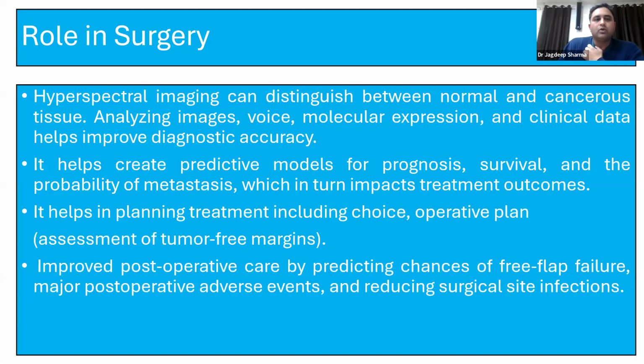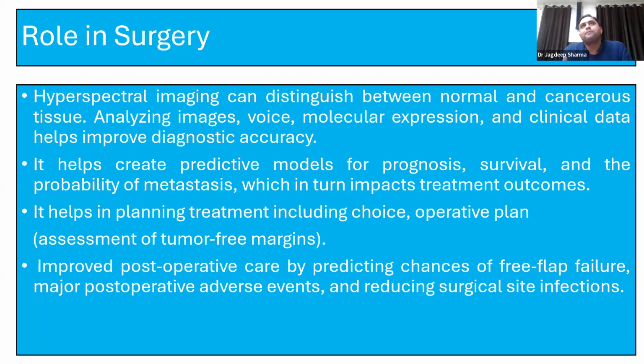Role in surgery: we all know that hyperspectral imaging can distinguish between normal and cancerous tissue. Analyzing images, voice and molecular expression helps improve diagnostic accuracy. It also helps in creating predictive models for prognosis, survival, and probability of metastasis, which in turn impacts the treatment outcomes.